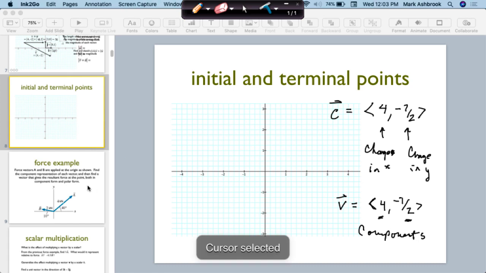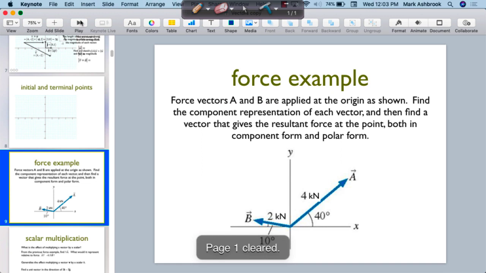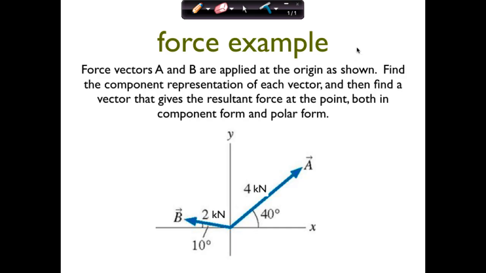So let's do a force example here. We have force vectors A and B applied at the origin as shown. Find the component representation of each vector, and then find a vector that gives the resultant force at the point, both in component form and polar form. So component form, let's make sure we have those. Component form is like this: an x component, a y component, and if it's a vector in R3, you'd have a z component.